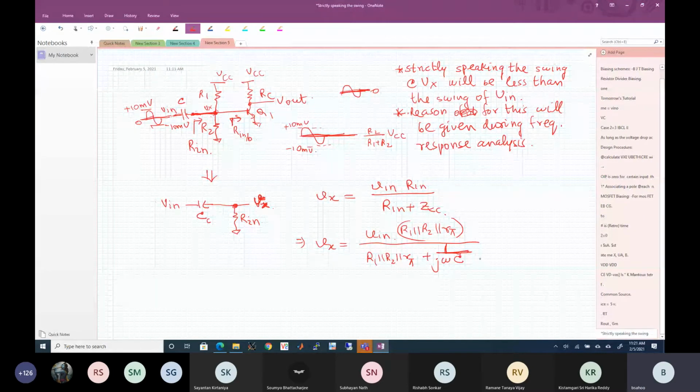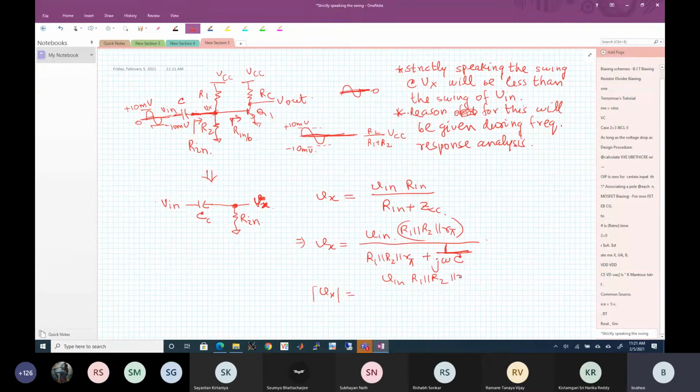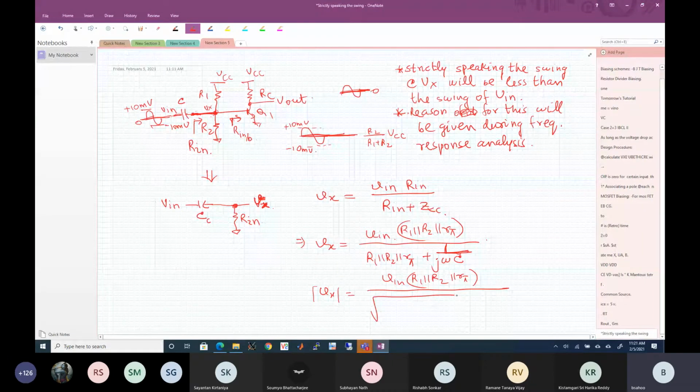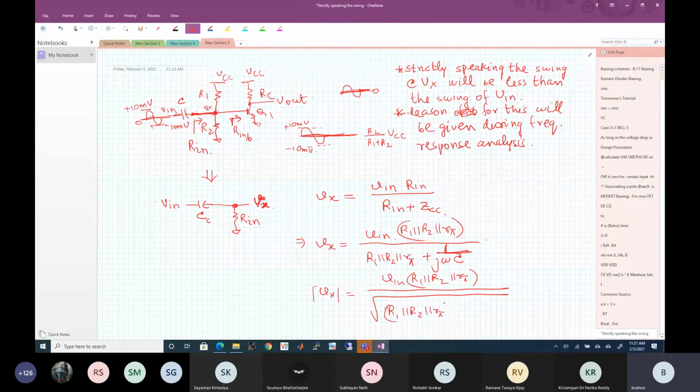Actually, what is the magnitude of Vx? Vx magnitude is equal to V times R1 parallel R2 parallel R pi, divided by the square root of (R1 parallel R2 parallel R pi) squared plus 1 by omega squared C squared.